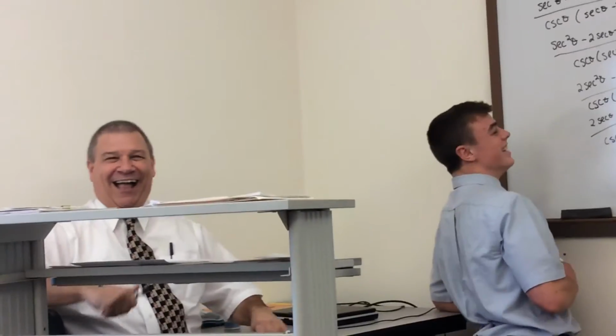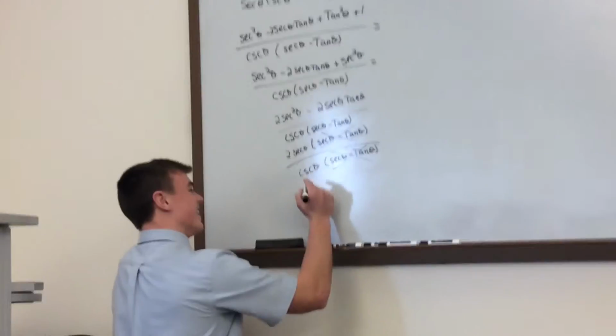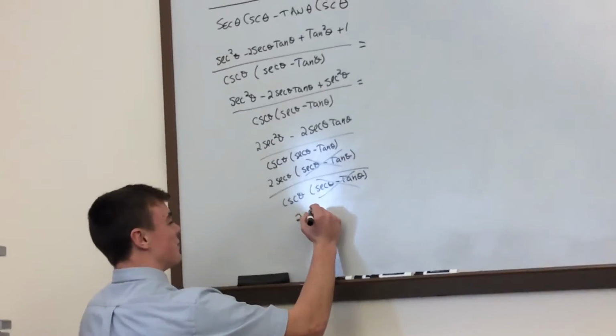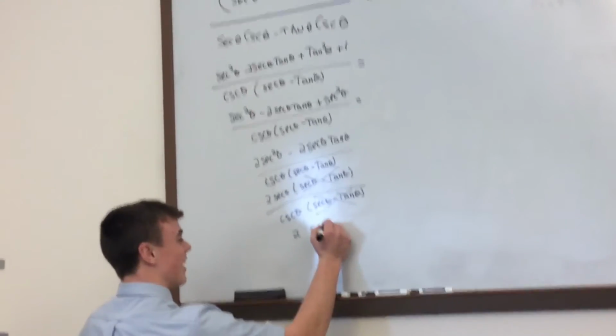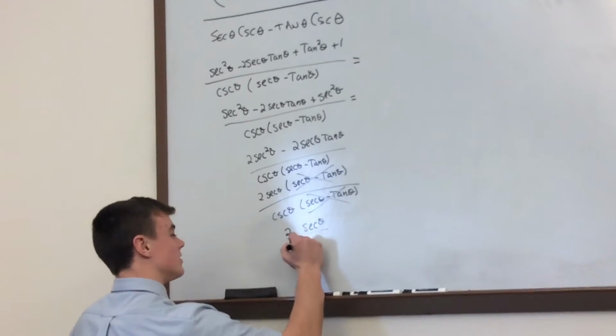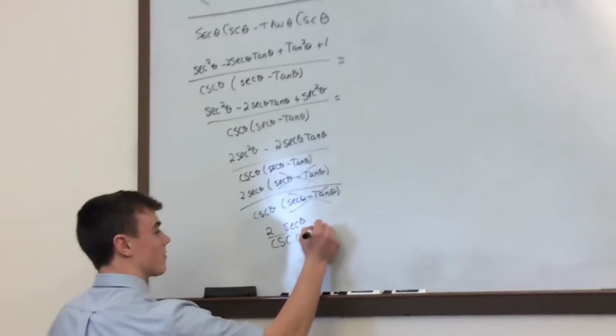Oh my God, Ian, are you getting all this? Now he's singing songs. Oh my God. And then we're there. This is a classic. So just bring it down: 2 secant theta over cosecant theta.